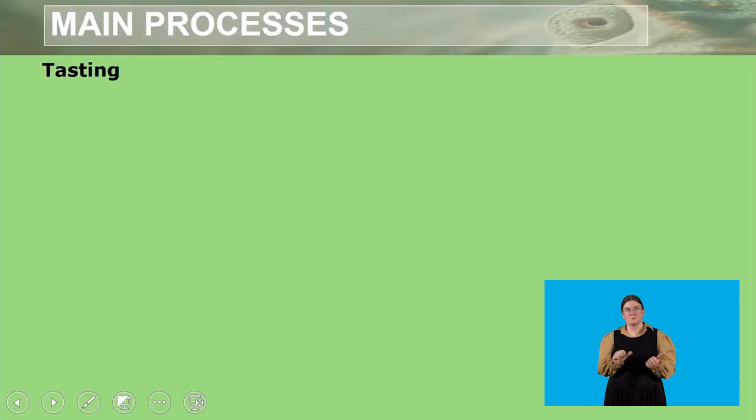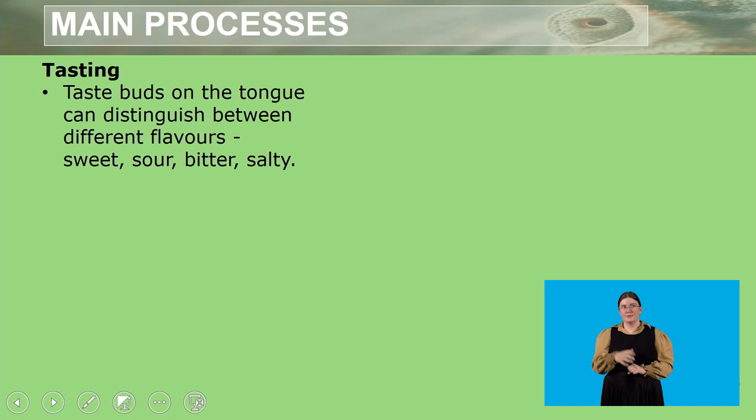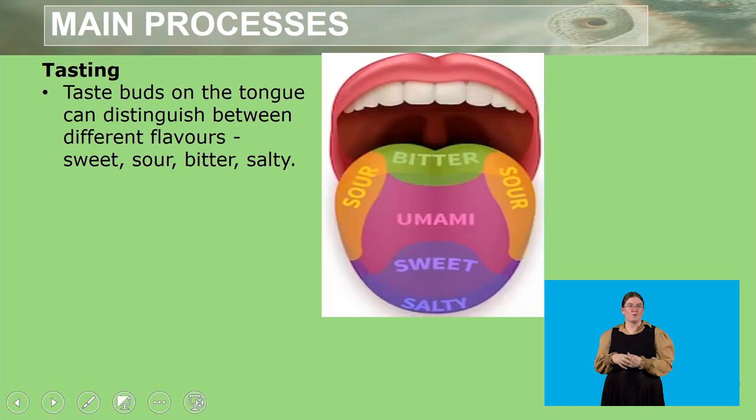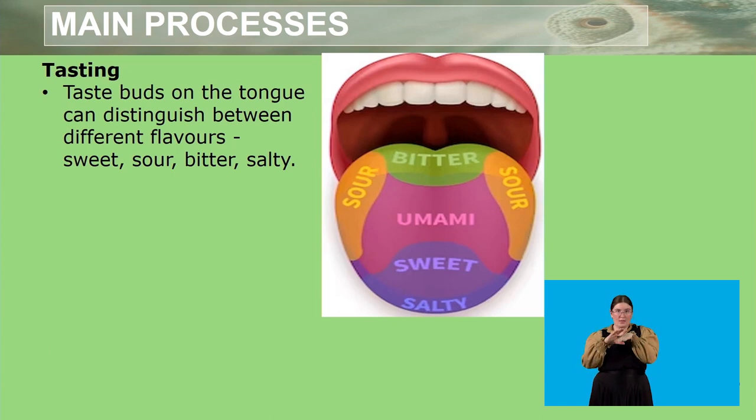The next process is related to tasting. We have taste buds on our tongue that can distinguish between different flavors, namely sweet, sour, bitter, and salty. In that diagram of the tongue, you have different sections that have receptors for a strong sense of sourness, for instance, on this side, and a sweet taste there, and saltiness at the tip of your tongue.